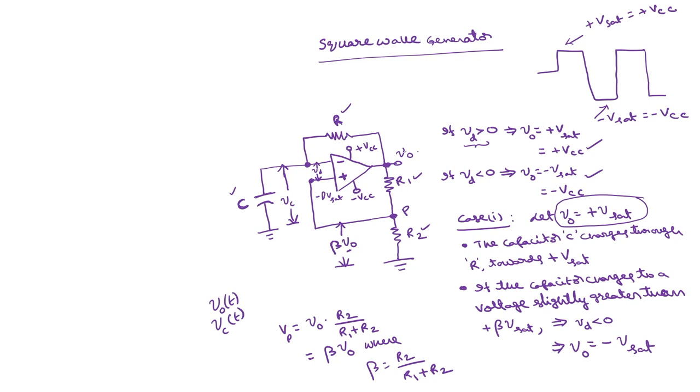But what will be the output waveform V0 here? V naught will be between plus V sat and minus V sat. This is plus V sat and minus V sat. These are the values for this V naught. Suppose I want output voltage levels other than plus V sat and minus V sat, what do you have to do? For that, we can connect diodes at the output of this circuit.